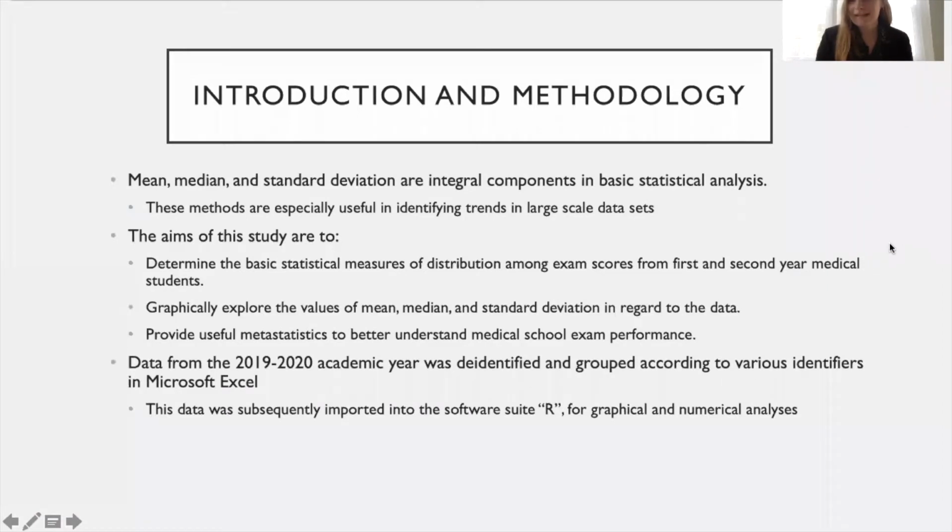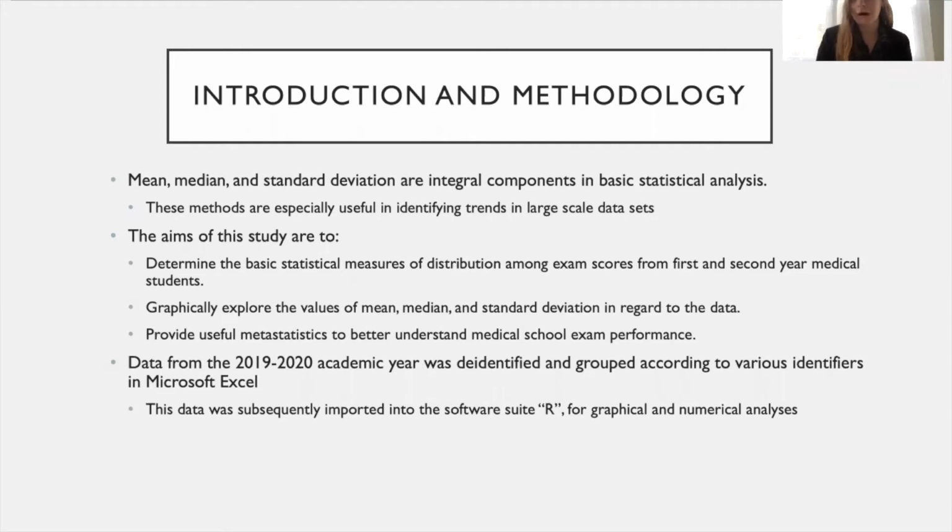Mean, median, and standard deviation are key players in any basic statistical analysis. Those utilizing descriptive statistics have long used these three integral components to draw conclusions and identify trends from large-scale data sets. However, very few have actually endeavored to use this method when it comes to medical school exam score data sets. So the aim of our study is actually threefold.